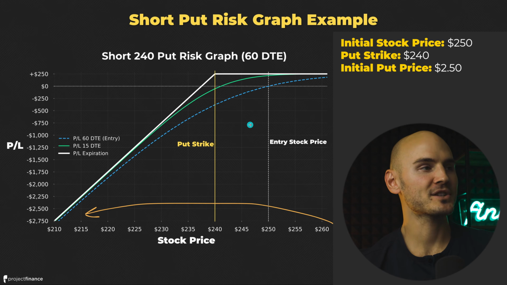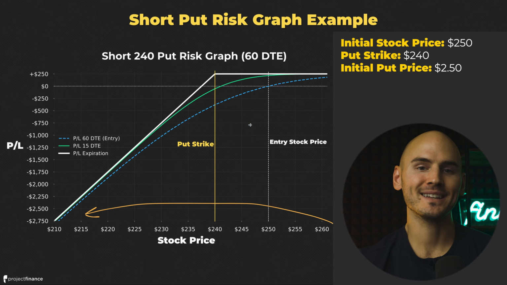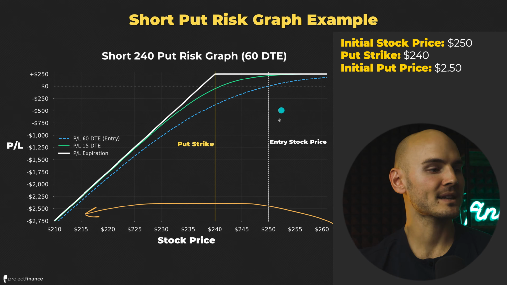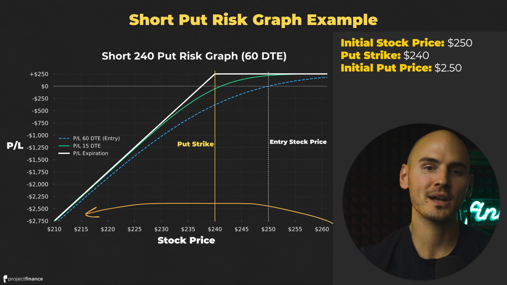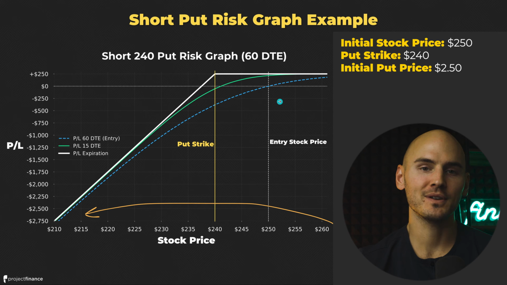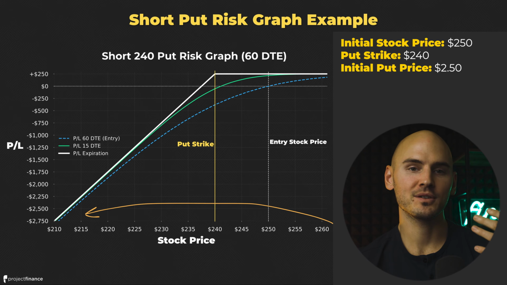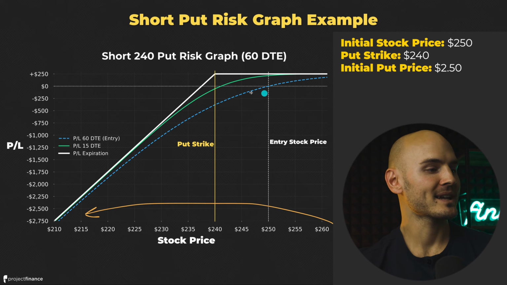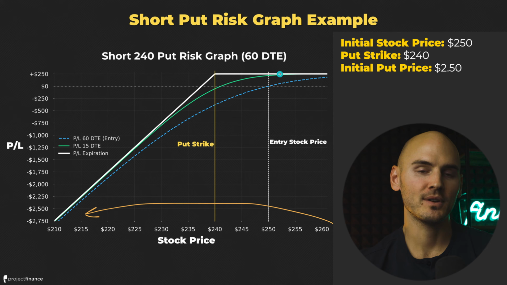Here we're looking at a risk graph of shorting a put option with a strike price of $240 and the stock price at entry is $250. The put option has 60 days to expiration and the entry put price is $2.50. And so if I short this put option for $2.50, I collect $250 into my account, and we can see that as long as the stock price is above $240 at the time of expiration, this trade will make $250.